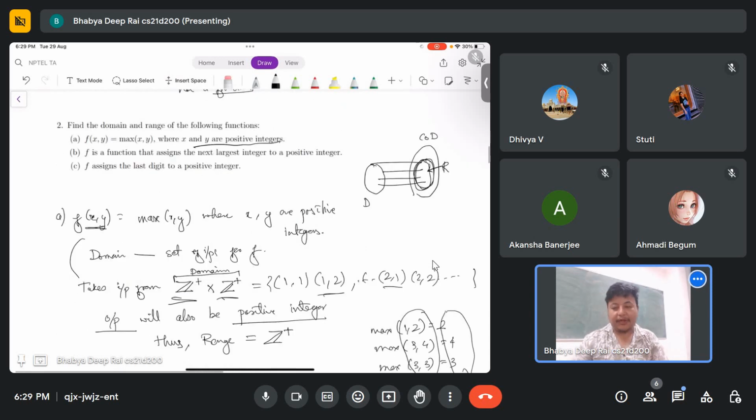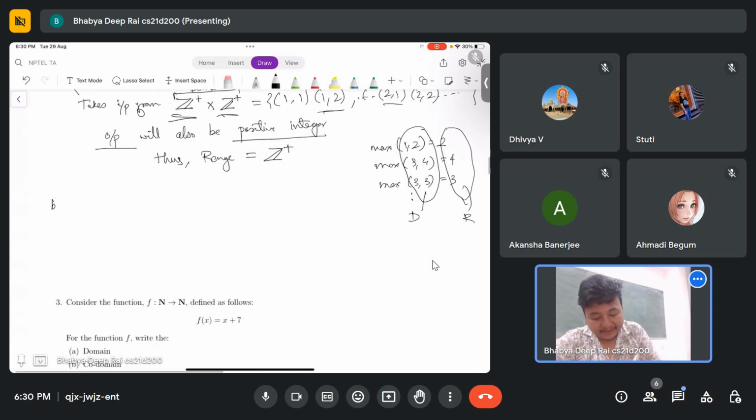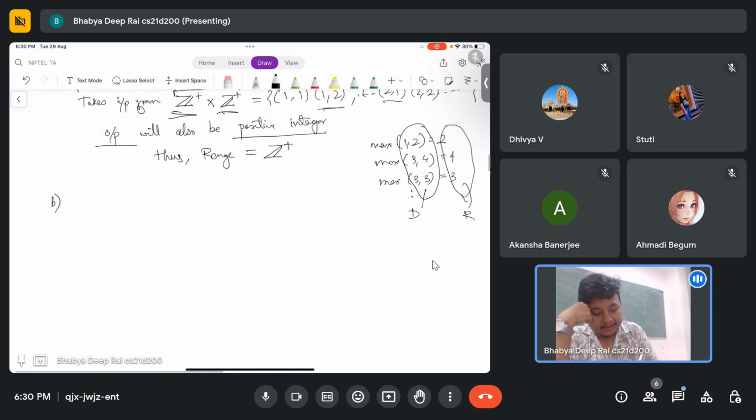So let's look at the second one. F is a function that assigns the next largest integer to a positive integer. For example, f of 3 equals 4, f of 56 equals 57, f of 32 equals 33. It just adds 1 to it.